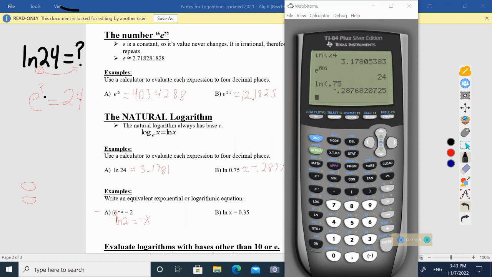Example B, we want to write the logarithmic function as an exponential. How did I know it was a logarithmic function? It has ln in it. ln means log base e. So the base on this is e, and I'm going to raise that to the 0.35 power, and that's going to equal what was inside the log, x.